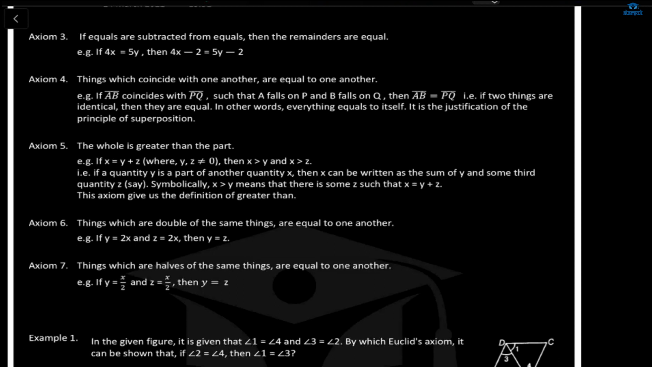So x will always be greater than y, and x will always be greater than z. Yes or no? Yes, ma'am. Because it is the sum of y and z.